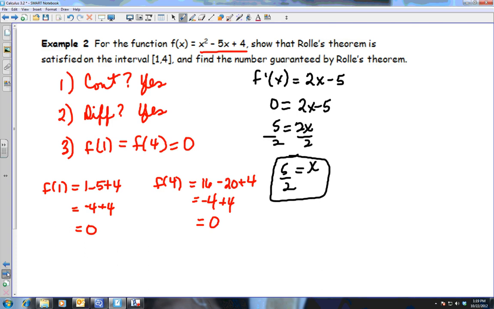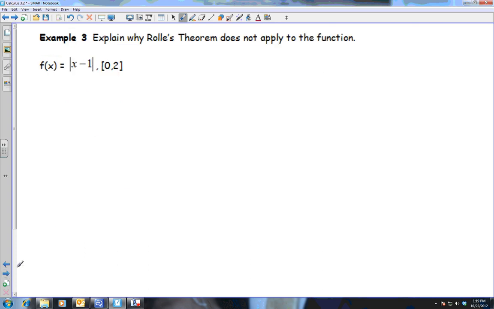Okay, let's look at example 3. Explain why Rolle's theorem does not apply to the function from 0 to 2. Okay, so first of all, let's just look at the graph, what this would look like. This is an absolute value, so I know it's shifted to the right 1. So now my vertex is here.